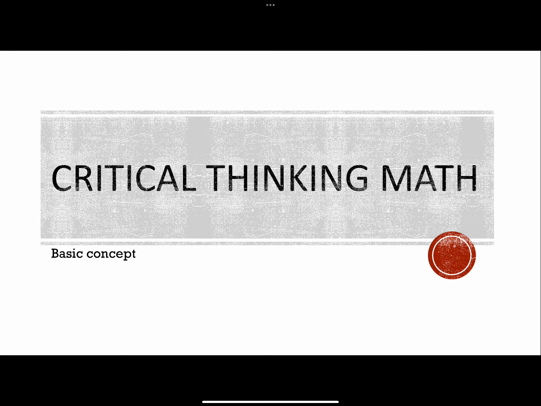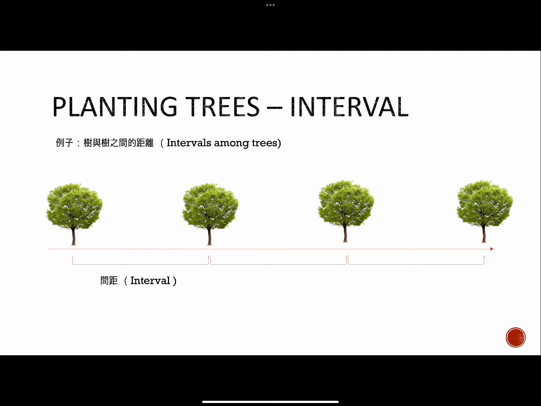Nice to meet you. Today, I will teach you two topics on the junior level of critical thinking math. Let's begin. The first topic I want to introduce is about interval and distance. When we want to calculate the whole length, we may need to figure out how many small intervals are in it. We usually use the example of planting trees.